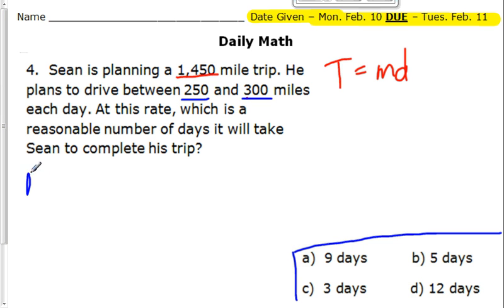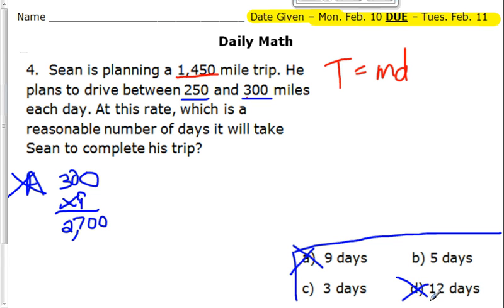So if I'm looking at choice A, 300 times 9 days. I can ignore the zeros. 9 times 3 is 27. Add my 2 zeros back on. That's 2,700. That is way too big. So my answer can't be A at all. If 9 is too big, 12 is also probably way too big. Now if I look at 3, 3 might be way too low.